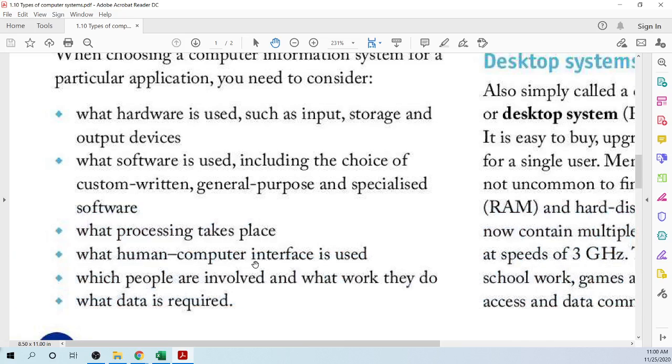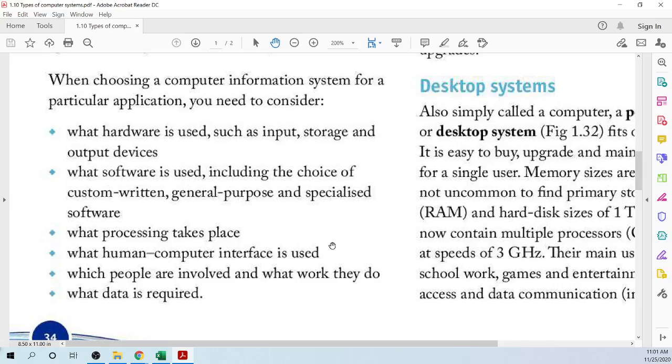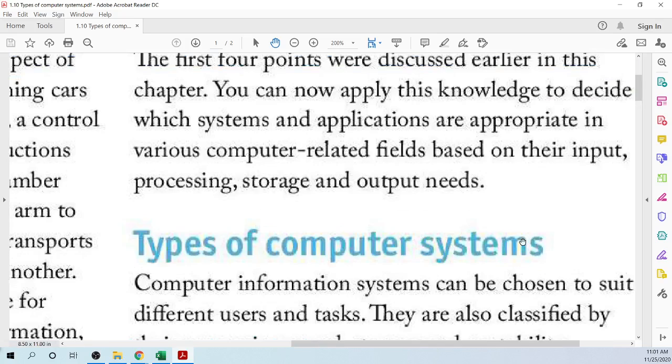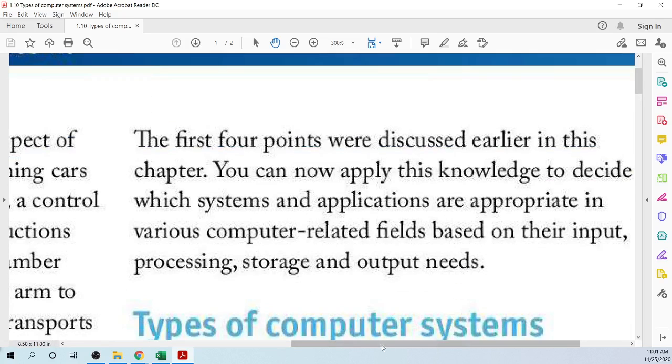Then what human computer interface is used? This would go back to hardware. Which people are involved, what work they do, how they would interact with it, and so on, and what data is required. How are they getting this data, and so on. So all computers basically have these same factors, but they will be different based on the needs.